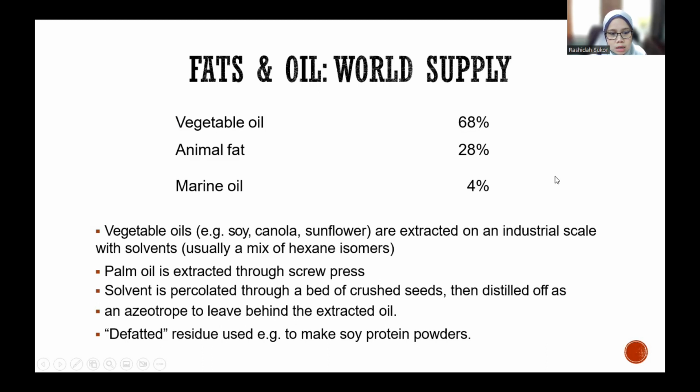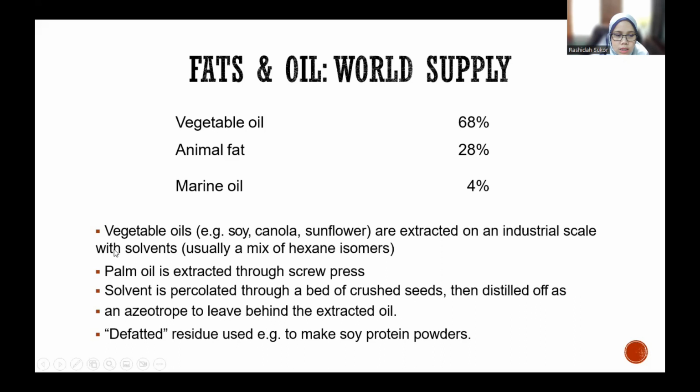Supplements, we have a lot. If you see in the pharmacy, they will have this marine oil as a supplement, like cod liver oil. They have a lot of this type of oil. So it's about 4% of the world supply. Vegetable oils are extracted on the industrial scale with solvent.